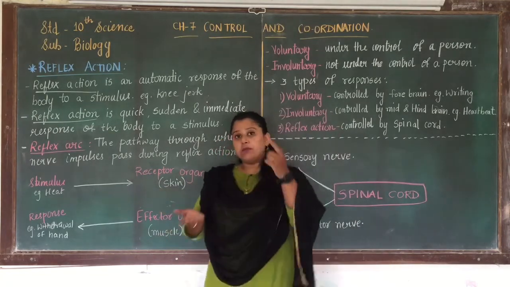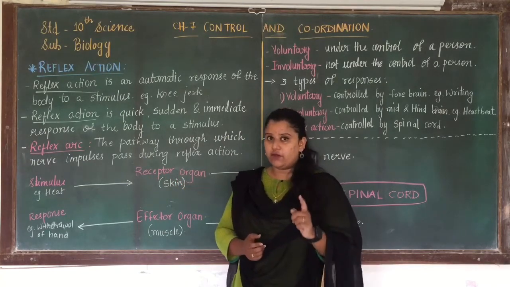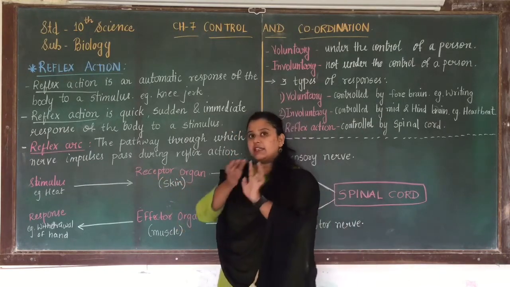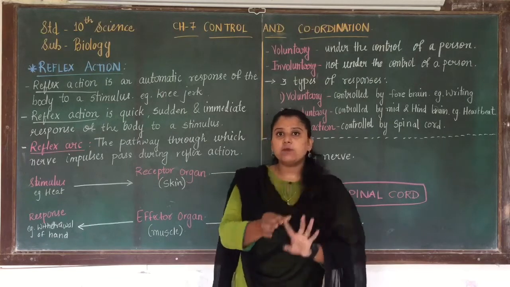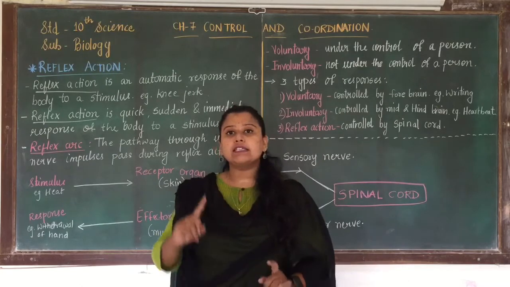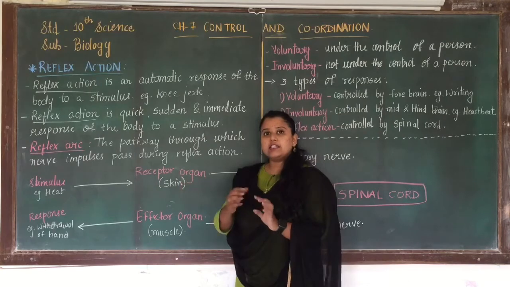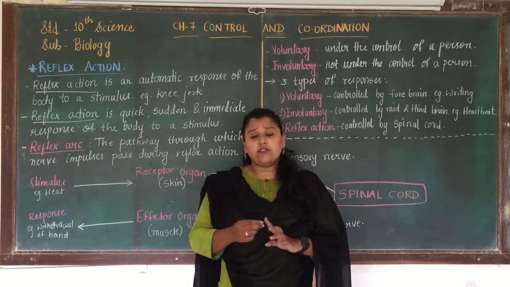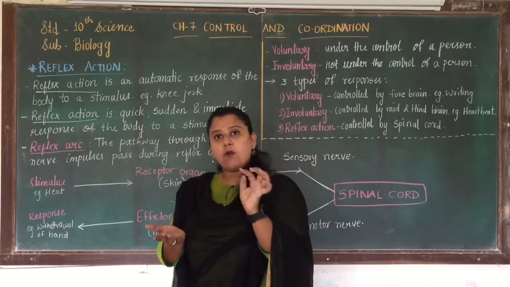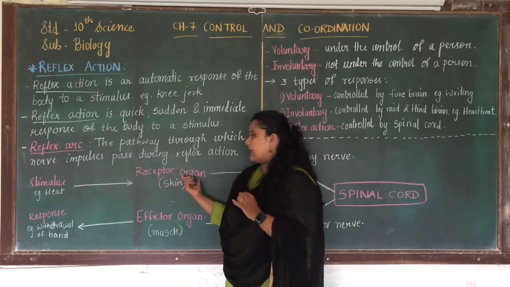Now when you keep your finger on it, a receptor organ is getting activated. That means the receptors present on this organ, that is the skin, get activated, and this portion is said to be the receptor organ as it receives the impulses from the stimulus. As there are several receptors, here the example is skin, because the skin of our body is touching that hot plate, and for this reason the skin is said to be the receptor organ.